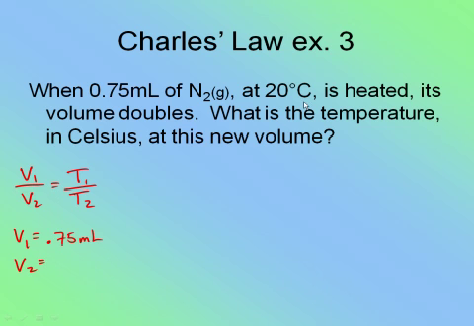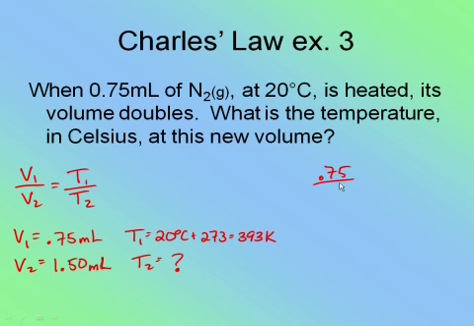Now it says the gas is heated, its volume doubles. Well, okay, 0.75 times 2 is 1.50 milliliters. Not a very large volume. T1 is 20 degrees Celsius plus 273 is 293 kelvins. And it says, what is the temperature at this new volume? So I'm solving for temperature. So again, plug in my numbers. 0.75 over 1.50 is equal to 293 over T2.